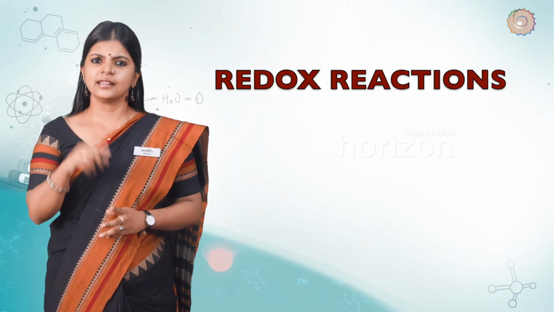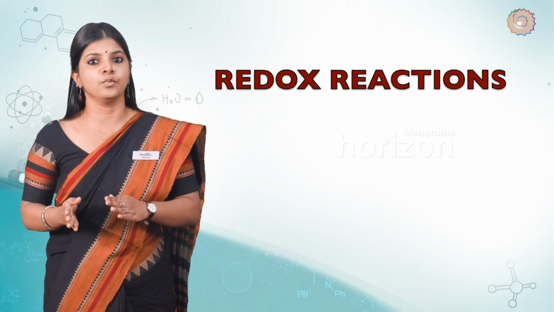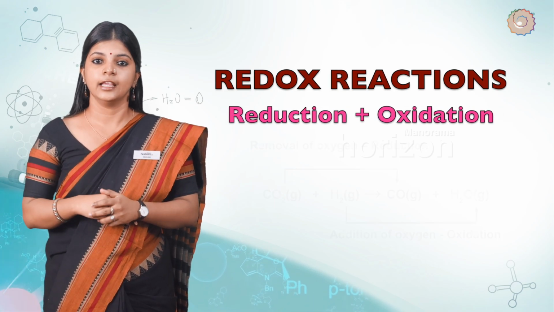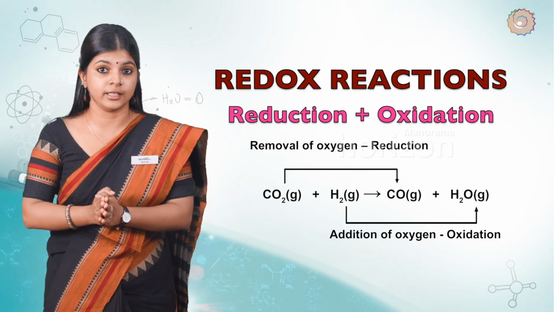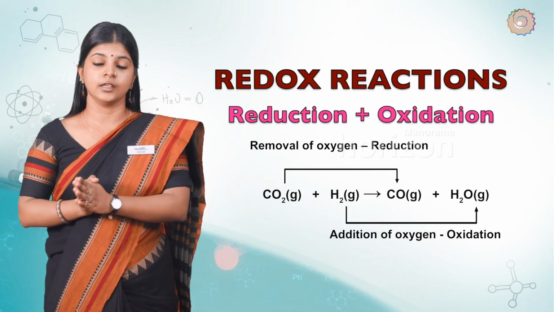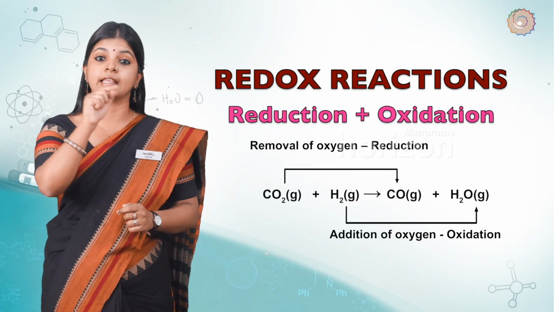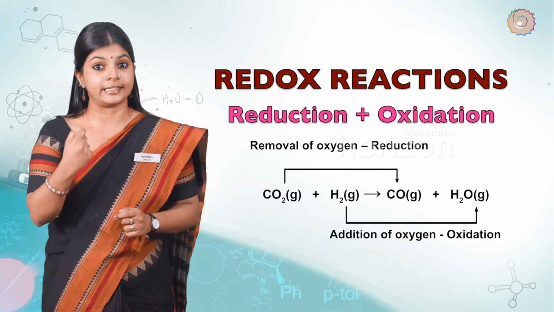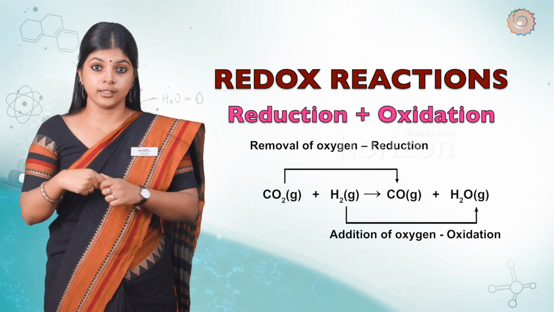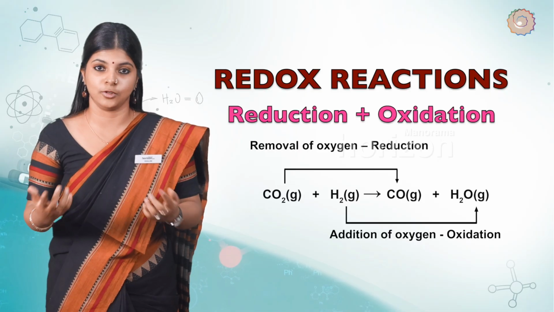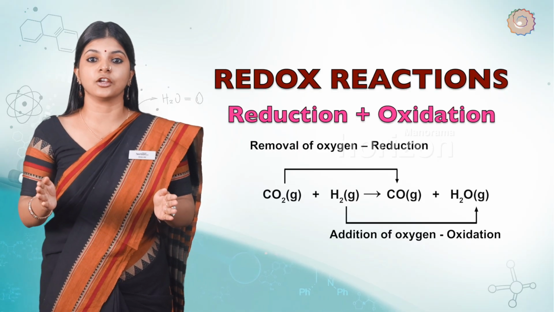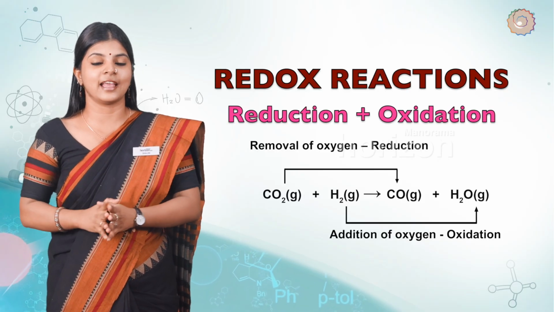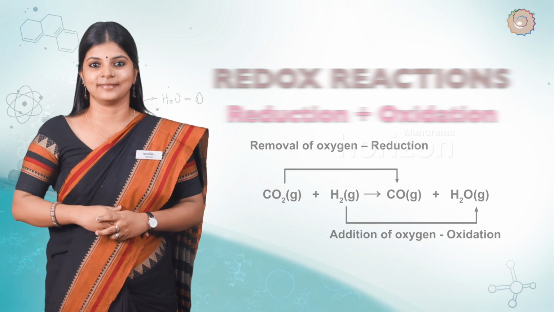Redox reactions. That name clearly indicates that there is both reduction as well as oxidation taking place simultaneously. Take an example of carbon dioxide reacting with hydrogen to give carbon monoxide and water. Here you can see that carbon dioxide is getting converted to carbon monoxide, which means there is removal of oxygen. So it is reduction. Whereas hydrogen gets converted to water, there is addition of oxygen, so it's oxidation. So in the same reaction, there is oxidation as well as reduction taking place, and that's why you call that reaction a redox reaction.